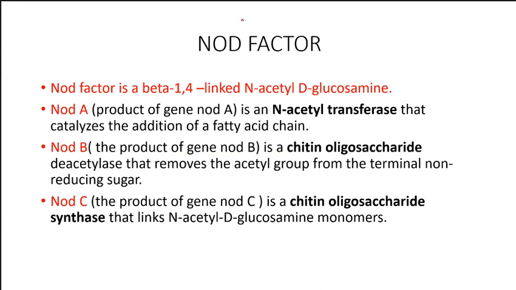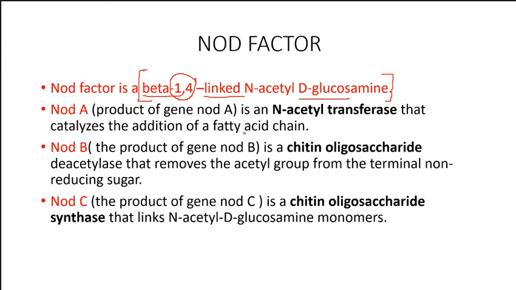This is also important, as questions come from here. What is the chemical nature of the NOD factor? It is beta-1,4 linked N-acetyl D-glucosamine. Now remember this is beta-1,4 linked. Formation of this beta-1,4 linked N-acetyl D-glucosamine requires the NOD A, B and C genes. So you have to just remember the function of each of those.